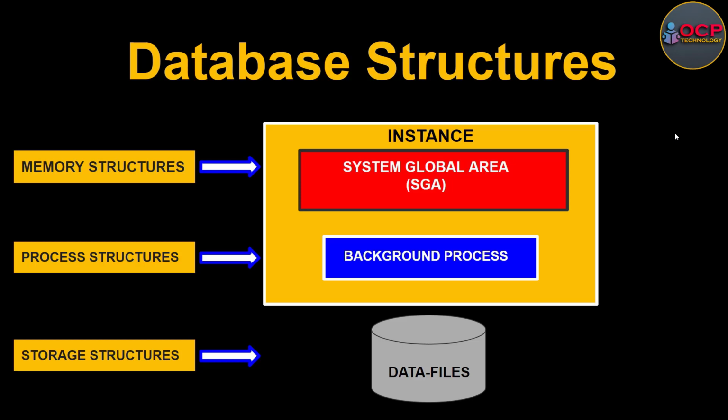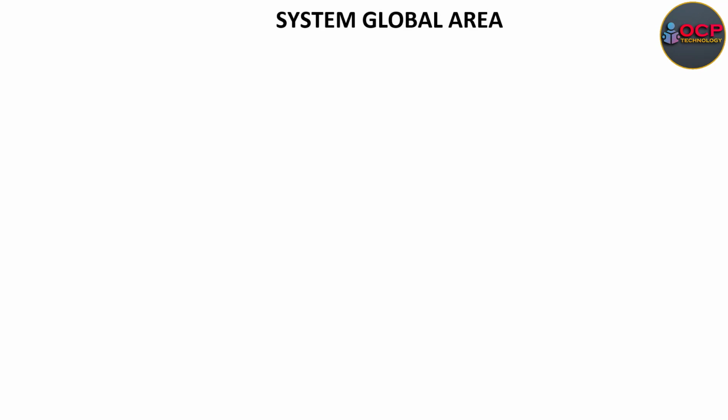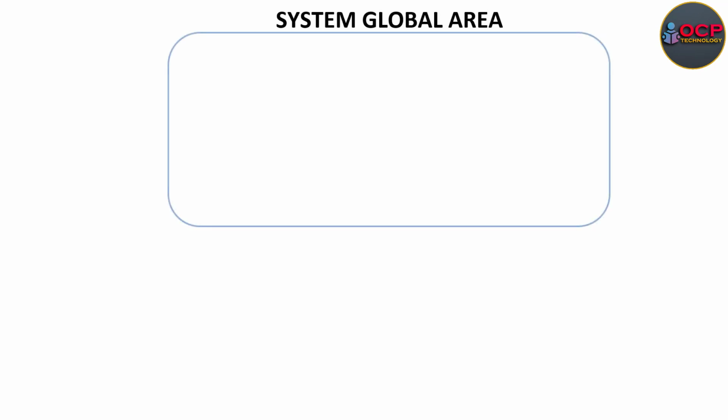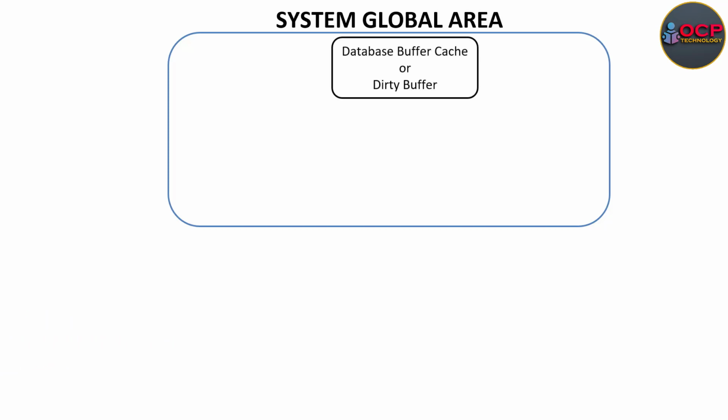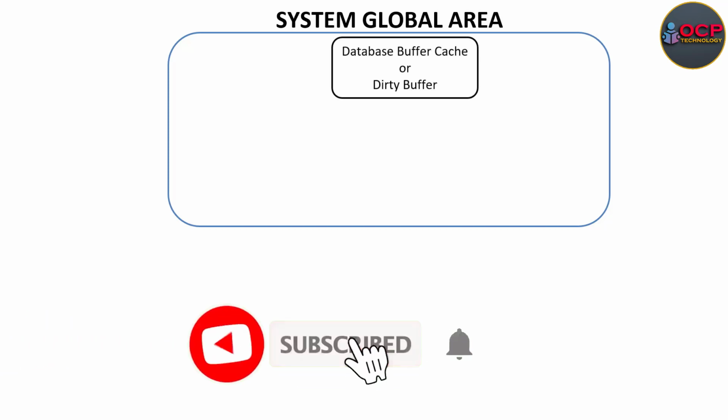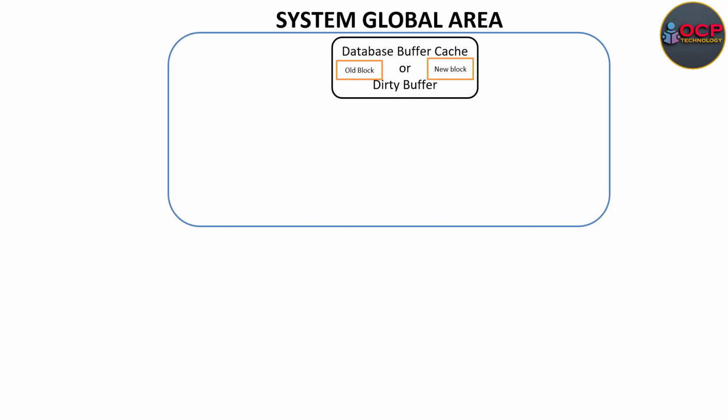Okay, let me discuss with you the entire structure and all the components of the system global area. In the system global area, there are so many components. We are going to discuss some basic components here. Every DBA should be aware of these components. The first component is the database buffer cache. The database buffer cache is also known as a dirty buffer. Why? Let me show you. The database buffer cache contains new blocks as well as old blocks. That's why we know this buffer cache as dirty buffer.